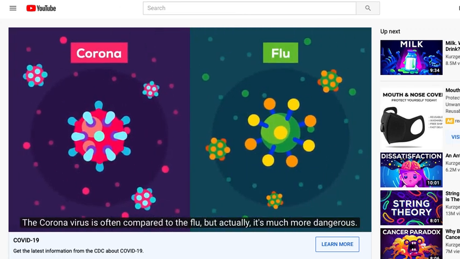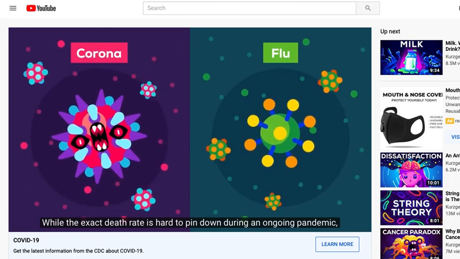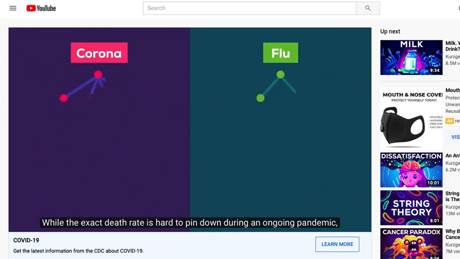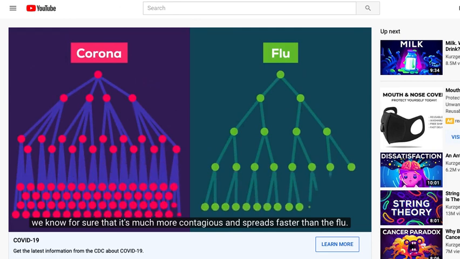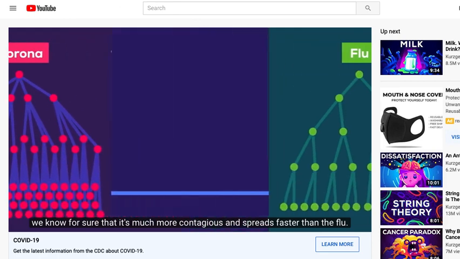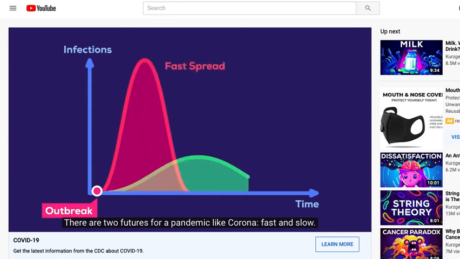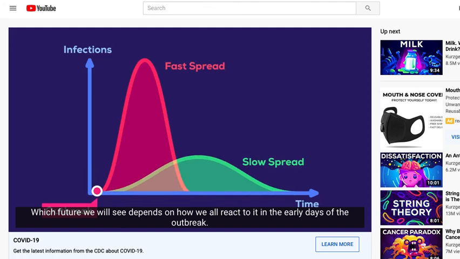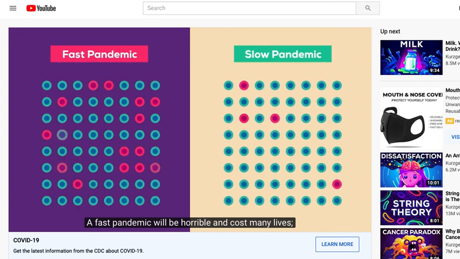The coronavirus is often compared to the flu, but actually, it's much more dangerous. While the exact death rate is hard to pin down during an ongoing pandemic, we know for sure that it's much more contagious and spreads faster than the flu. There are two futures for a pandemic like corona: fast and slow. Which future we will see depends on how we all react to it in the early days of the outbreak. A fast pandemic will be horrible and cost many lives. A slow pandemic will not be remembered by the history books.